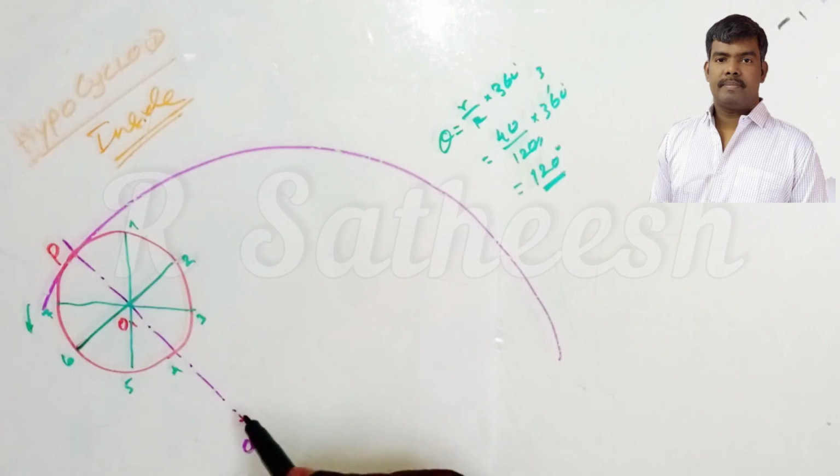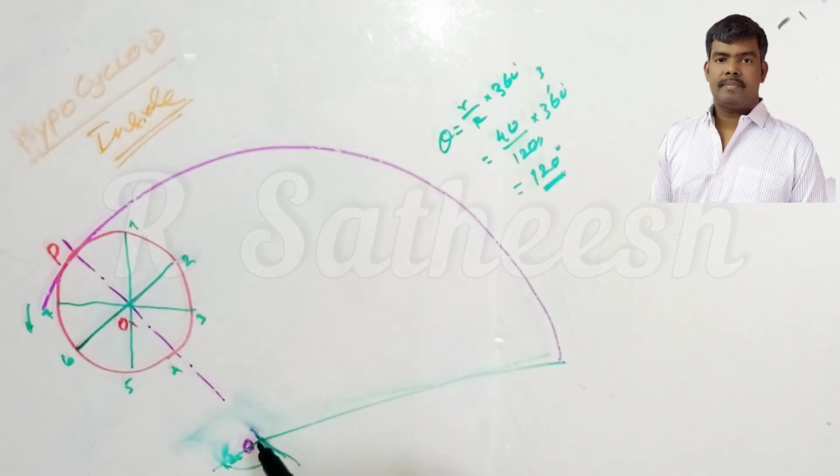So now take the protractor with O as the center. 120, 0, 10, 20, 30 like this. 120 here, 120. Clear? So this angle is 120 degrees. We get 120 degrees as per the given values.